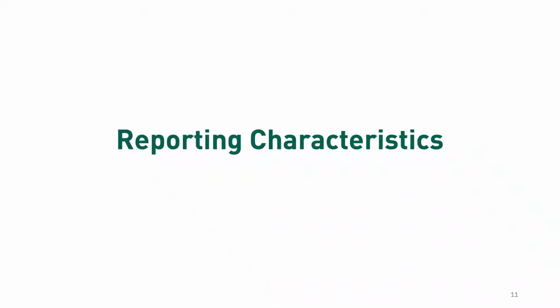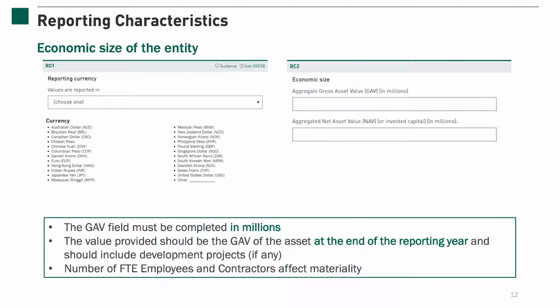Reporting characteristics describe the entity, define the reporting scope for the current reporting year, and determine the structure of the assessment submission. The reporting currency is stated in Indicator RC1 and must be used consistently throughout the assessment. In RC2, participants specify the entity's economic size in terms of aggregate gross asset value and aggregate net asset value. The monetary values must be completed in millions.